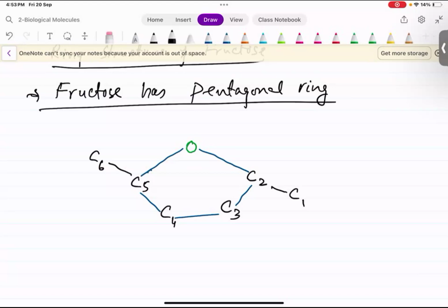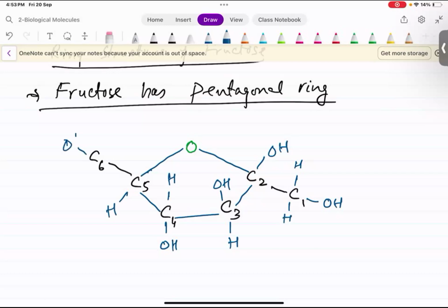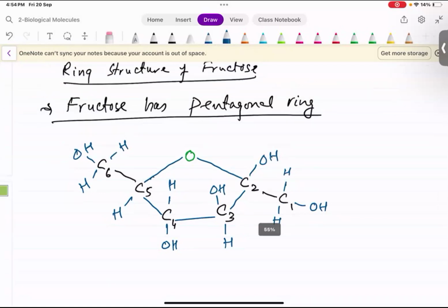And for all these carbon, you can write the functional groups with them, hydroxyl groups with them. This is a hydroxyl group here. This has hydrogen here, hydrogen here. This has an OH group here. This has an OH group here, hydrogen here. This has an OH group here. This has hydrogen here. This has hydrogen here. This is an OH group here, hydrogen here, and hydrogen here. So this is the ring structure of fructose.